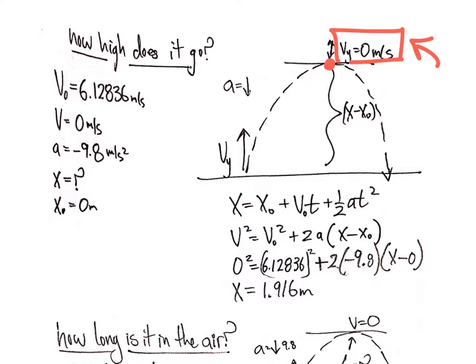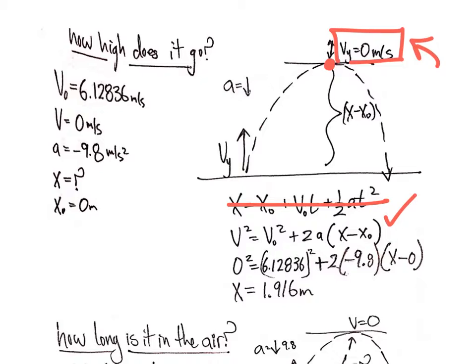We want to know its position up here. Its initial position in the vertical direction was 0. It started on the ground. So notice how I've written all my given information. I've written what I want to know. I have a diagram. And then looking at this, it's pretty easy for me to select not this equation, but this one. So substituting in, we end up with final velocity at the top, initial vertical velocity, acceleration in the vertical direction, final position, initial position, giving us 1.916 meters.